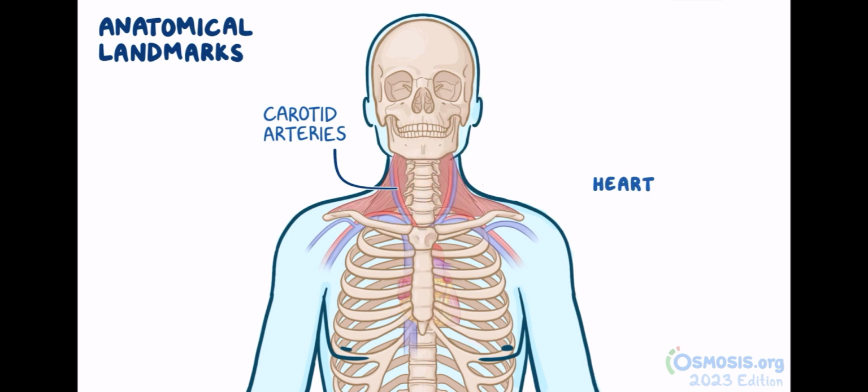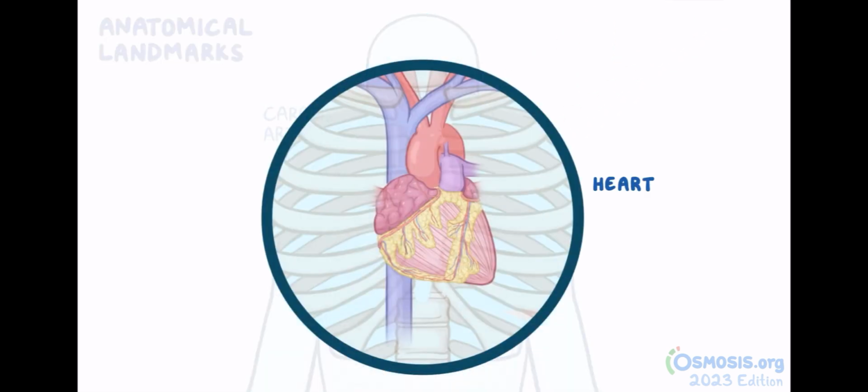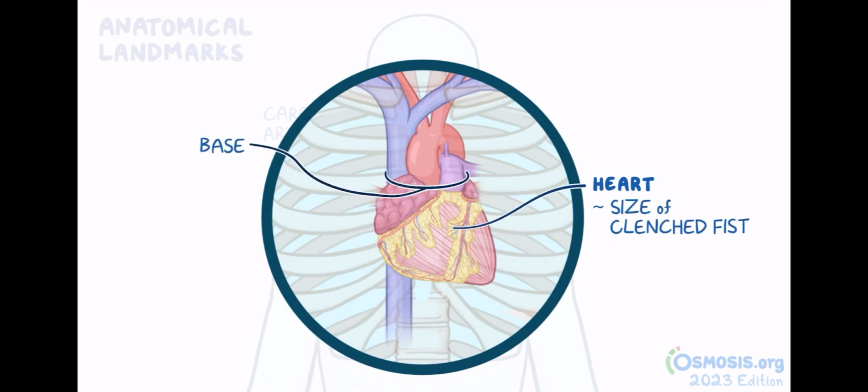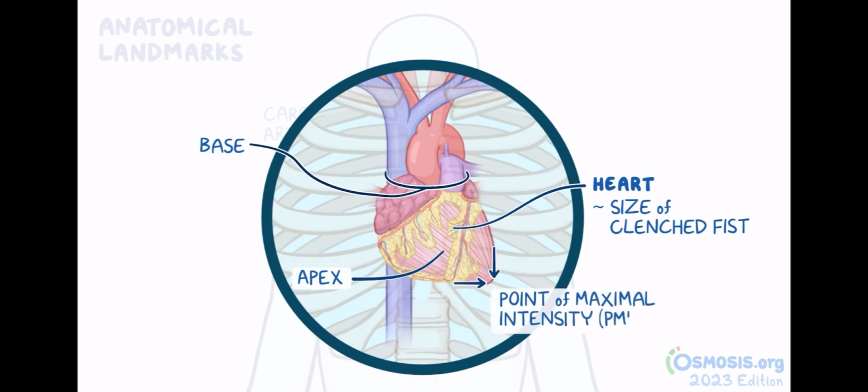The heart is positioned behind the sternum in the chest cavity and is about the size of a clenched fist. When the client is upright, the top of the heart is called the base, and the bottom of the heart is called the apex. The point where the apex reaches its farthest both laterally and inferiorly is called the point of maximal intensity, or PMI. The PMI usually rests at the midclavicular line at the 5th or 6th intercostal space.